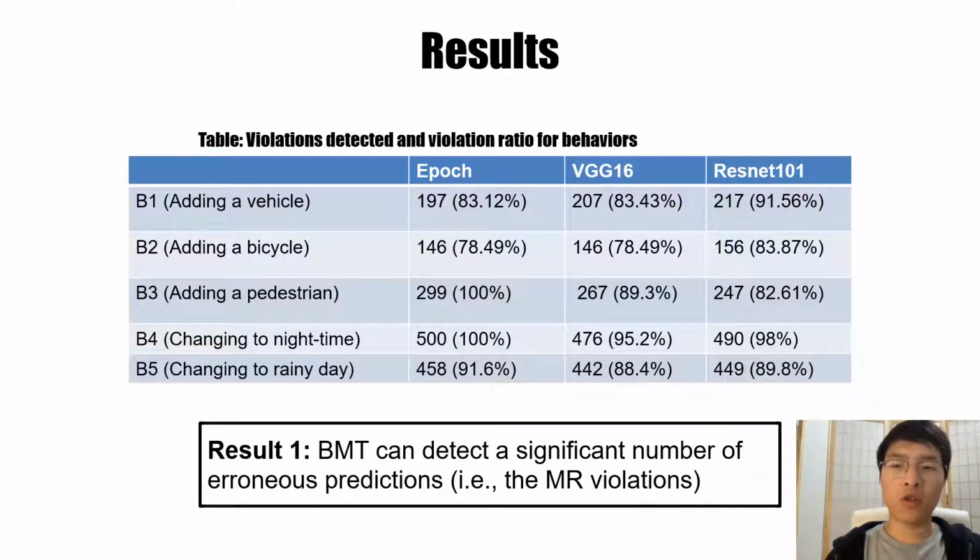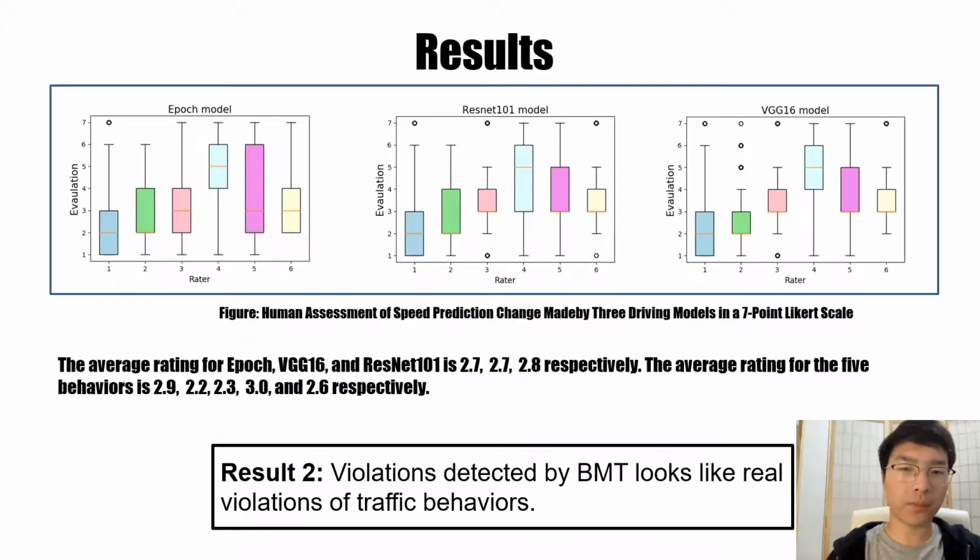The table shows detected violations on test scenarios generated based on 5 behaviors. For 3 models, the violation ratios of 5 behaviors are over 80%. For behavior 3 and 4 on epoch model, the violation ratios achieve 100%. The result means BMT can detect a significant number of erroneous predictions of driving models.